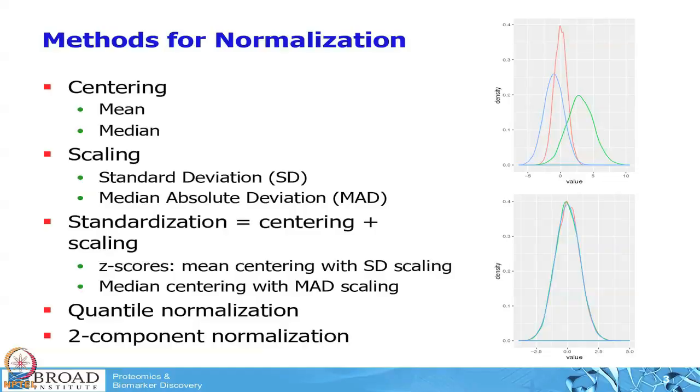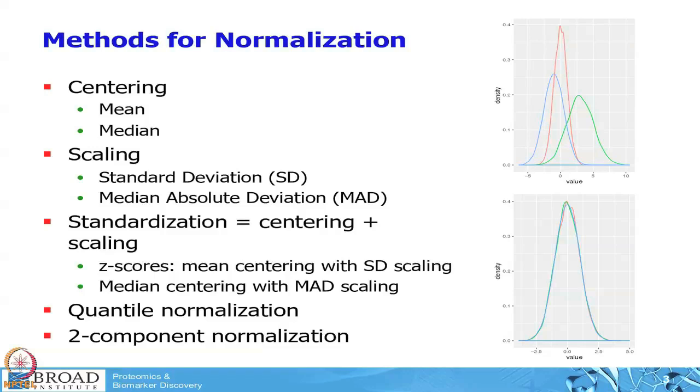There are many ways of doing normalization. The simple ones are called centering. What I am showing here, again remember we are talking of log ratios, is a histogram of log ratios. So how many ratios have value 0? It's that many. How many have value 1? It's that many, and so on. And each color is a sample.